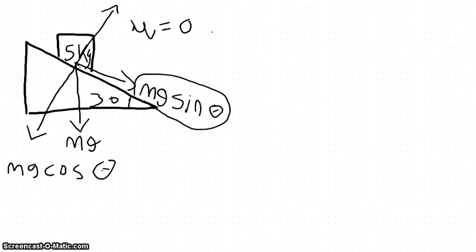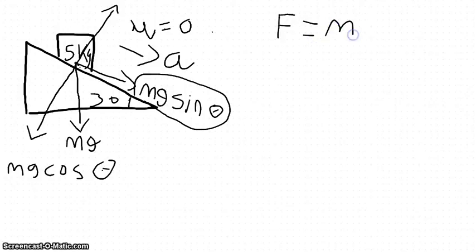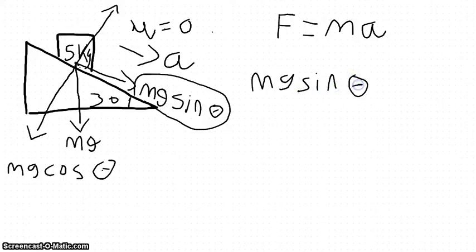In this problem, we are solving for acceleration, how fast the object is going to be moving down the surface of the incline when the friction is 0. We continue this by solving for it. We can use the equation F equals ma. The only force left on this object is mg sine of theta, and we set that equal to ma.